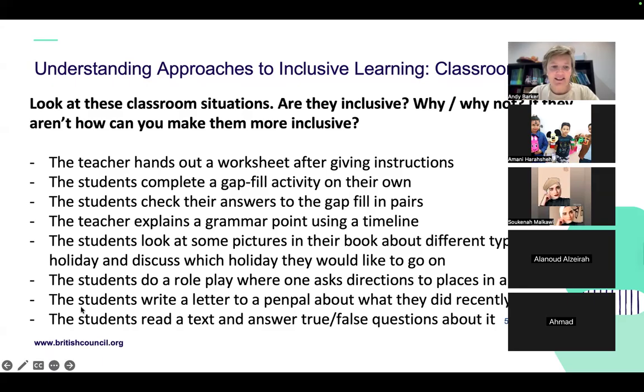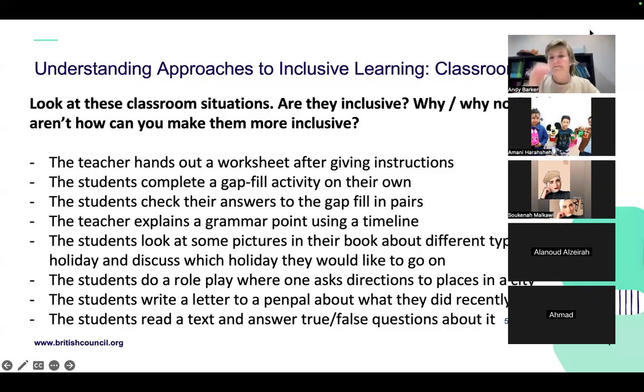Okay, look at the next one. The students write a letter to a pen pal about what they did recently. How can we prepare this? Well, it sounds a little bit like routine. So you could go through some revision on routine. Depending on their level and their age, they'd probably be familiar with the language for routine.